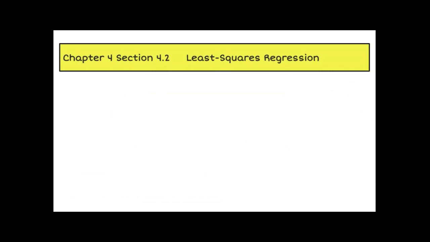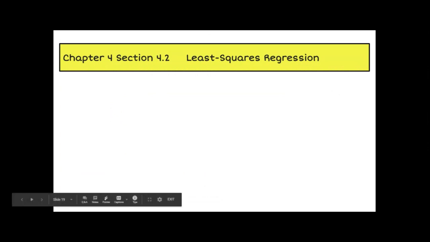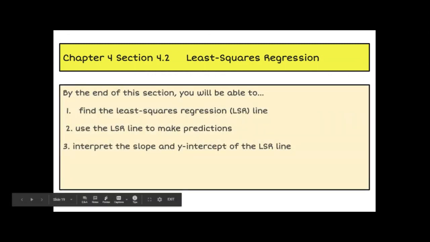That's section 4.1. All right. Now let's go to section 4.2, the least squares regression. You ready or you want to take a break? I'm ready. All right. So by the end of this section, you will be able to find the least squares regression or the LSR line, use the LSR line to make predictions, and interpret the slope and y-intercept of the LSR line.